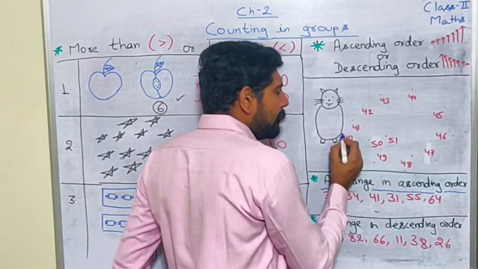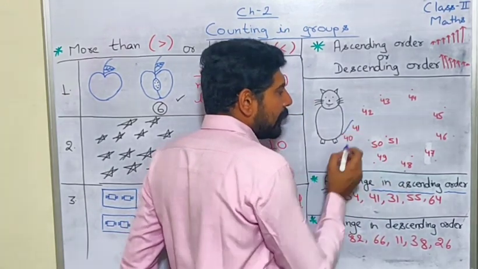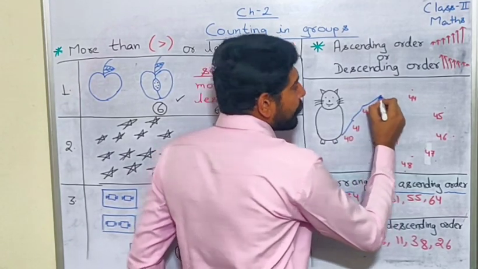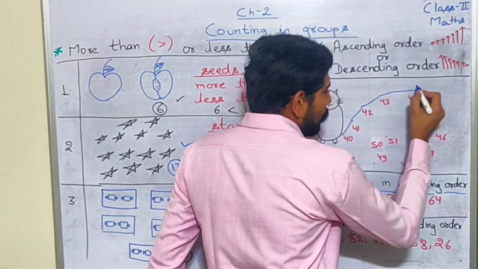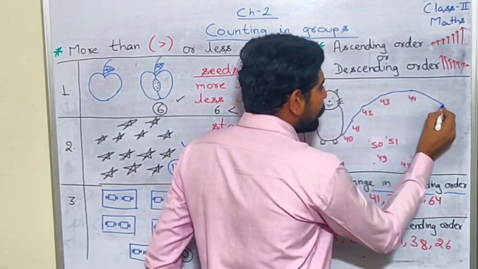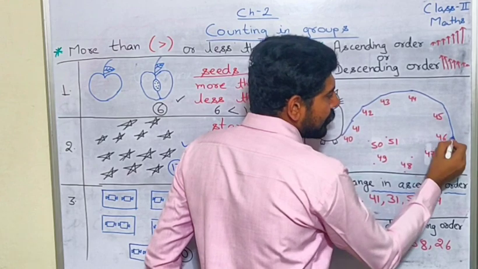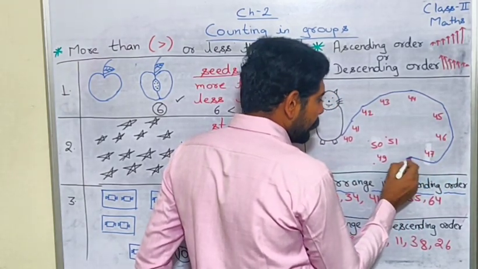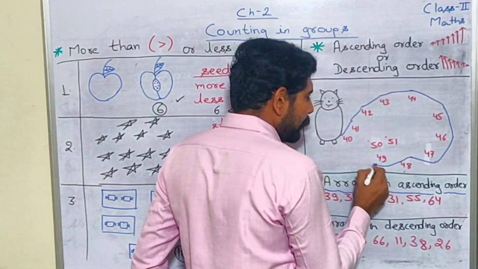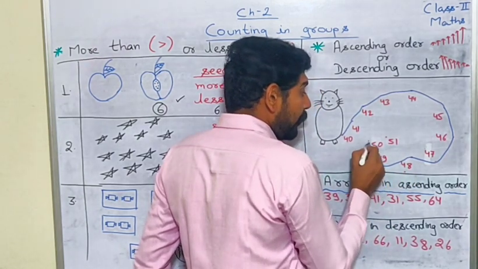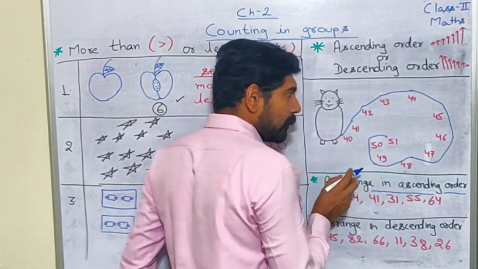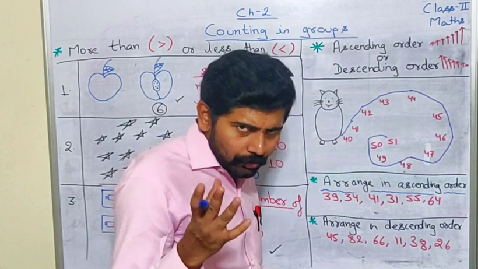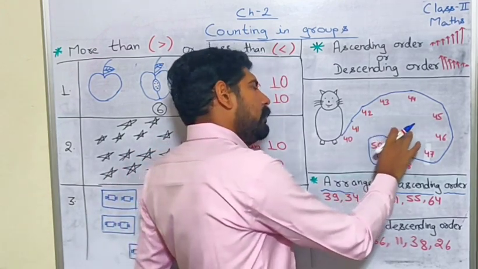Then what number will come after 40? 41. Then 42. 43. 44. Then 45. 46. 47. 48. 49. 50. 51. Is there any number which is written after 51? No, na? So we will stop here.